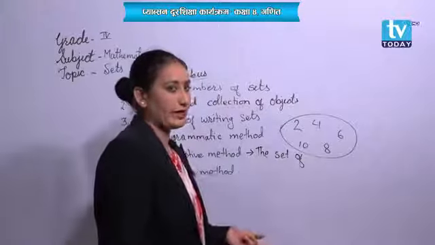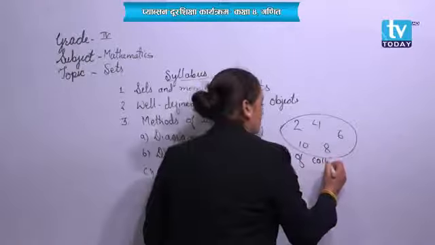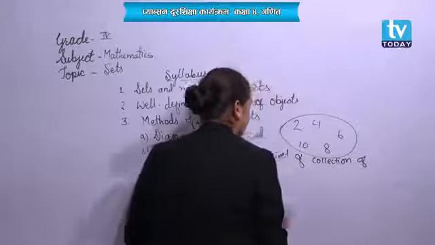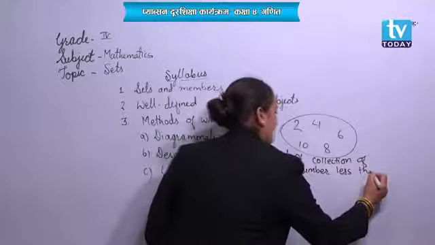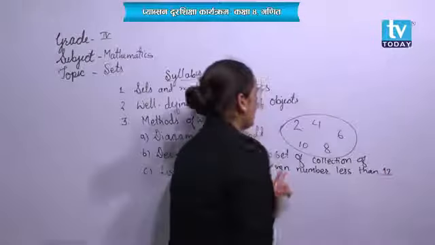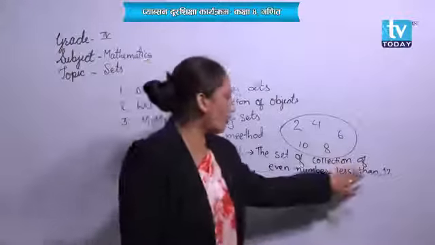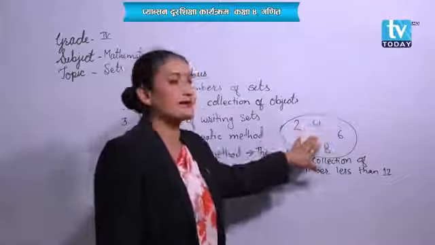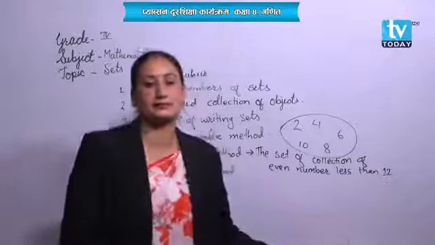We can write the set of even numbers less than 11, the set of collection of even numbers less than 11, or even numbers less than 12 as well. The set of collection of even numbers less than 12. Done. This writing in words is known as the descriptive method. The one showing through the diagram is the diagrammatic method, and writing it through words, we call it the descriptive method.